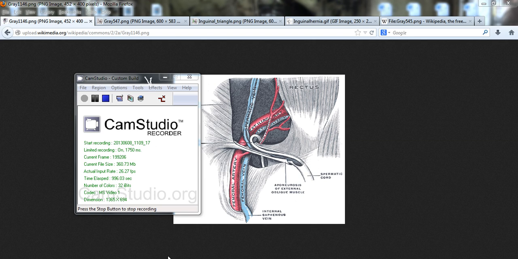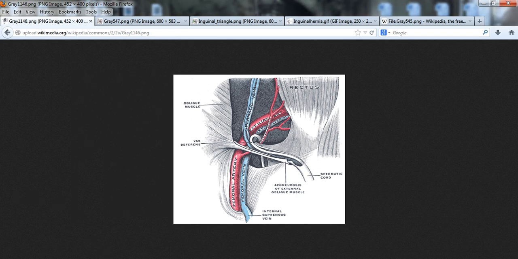Let's see if I can get this to work properly. There we go. So we're going to be taking a look here at the inguinal canal. We just talked about the inguinal canal, the borders and the contents. So the inguinal canal, this is going to be our deep area. This is going to be our deep area. That's going to be our deep ring, for example. And our superficial ring is going to be over here.